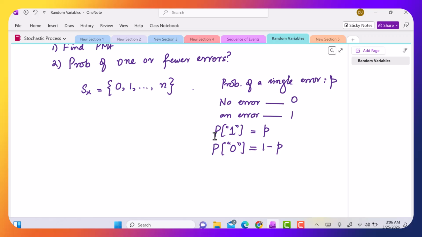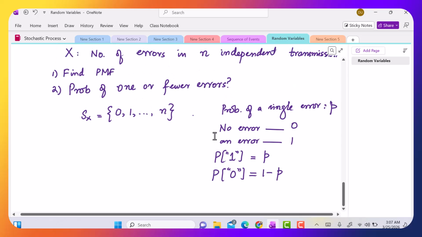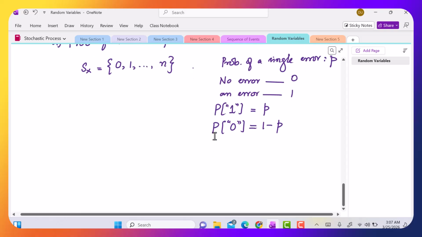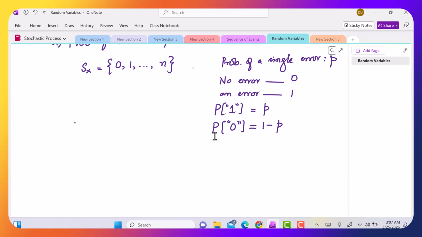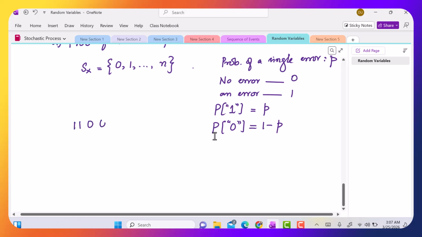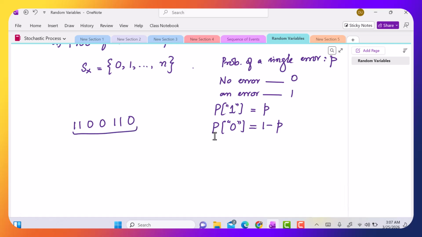Remember, it is not the value of the random variable X, which is defined as the number of errors. We can have a string of these numbers such as 1 1 0 0 1 1 0. In this case, we can say that there are 4 errors. So X is equal to 4 for this case, 4 errors for the above case.